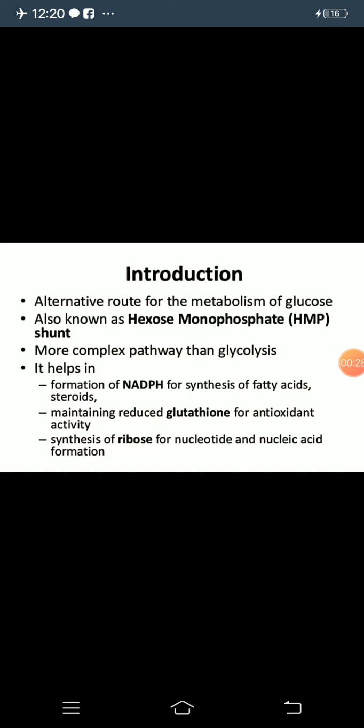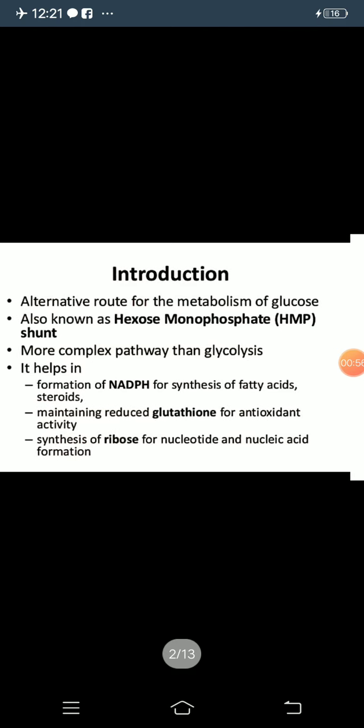This is a totally alternative pathway for glycolysis and the TCA cycle. In glycolysis and the TCA cycle, the oxidation of the glucose molecule occurs. So in this HMP pathway also the oxidation of the glucose molecule occurs, but it is an alternate for glycolysis and the TCA cycle. This pathway is anabolic in nature.